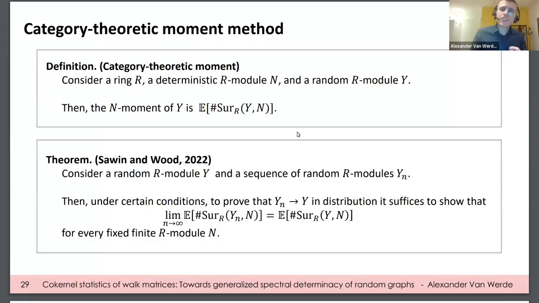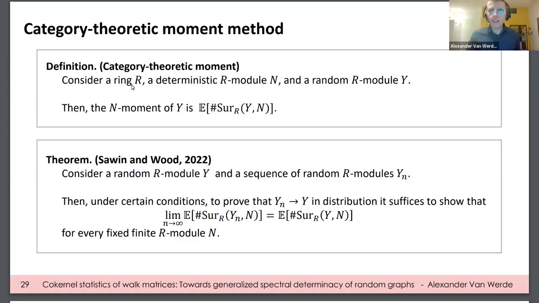Specifically, the appropriate extension of moments is going to be given by, well, category theoretic moments. And I will define this in some generality, because I will need some more generality than just groups. In particular, in the category of groups, the moment would be the number of surjective group morphisms to some fixed group.